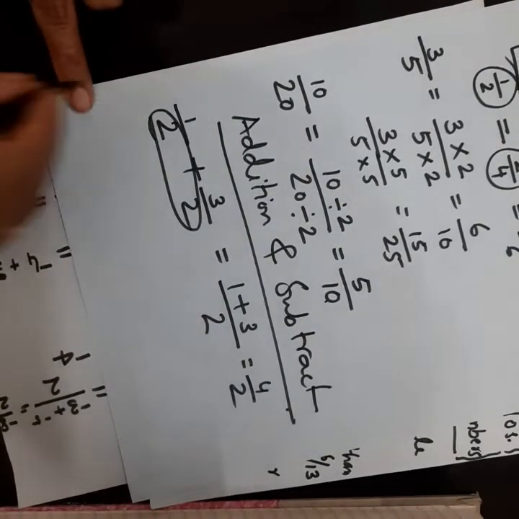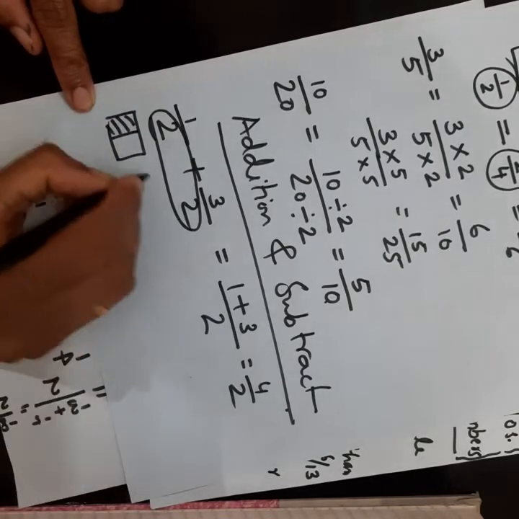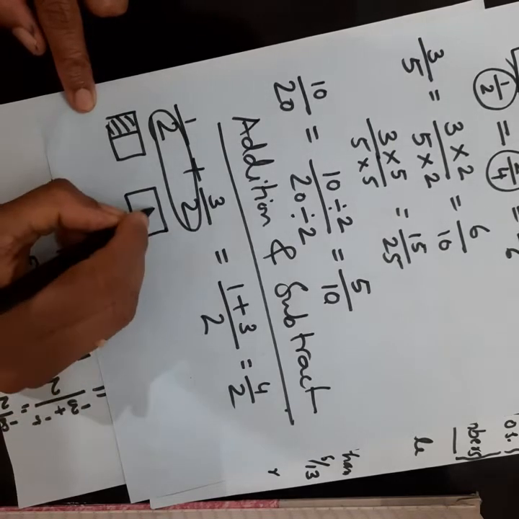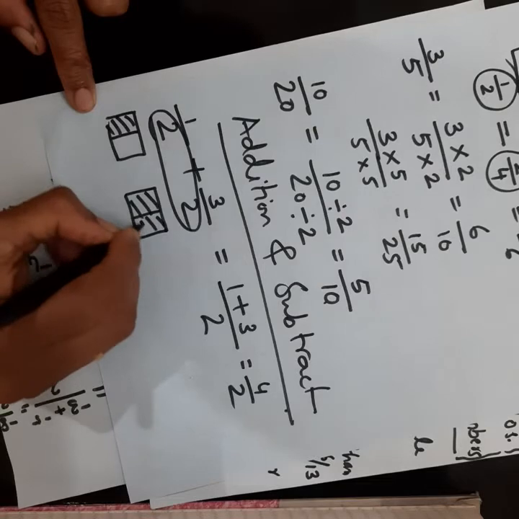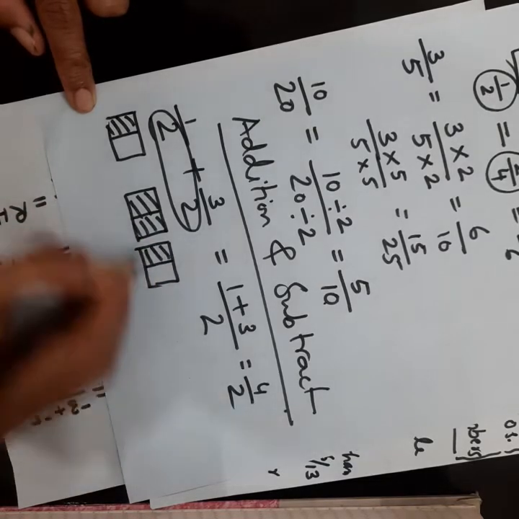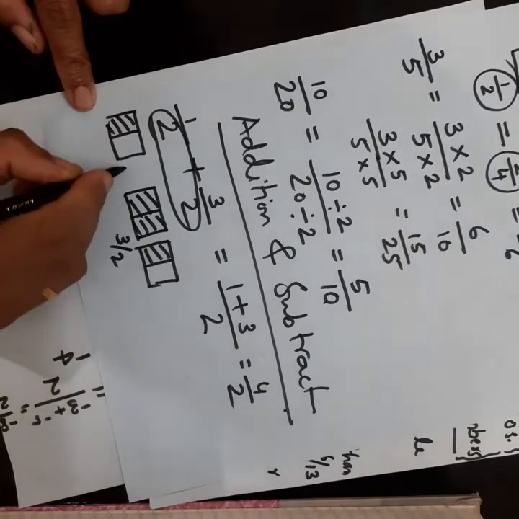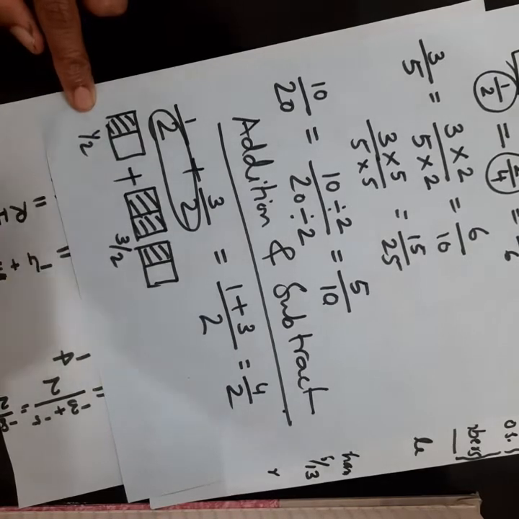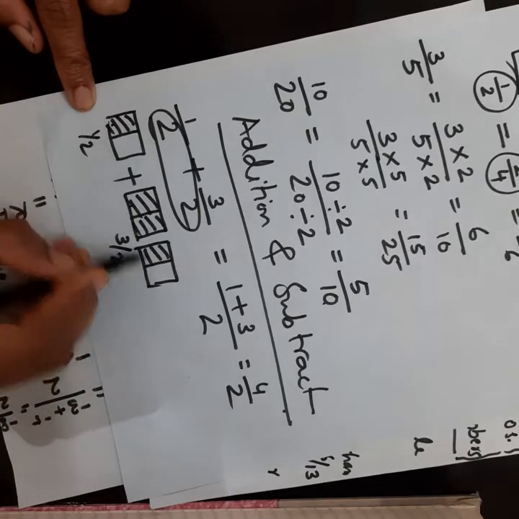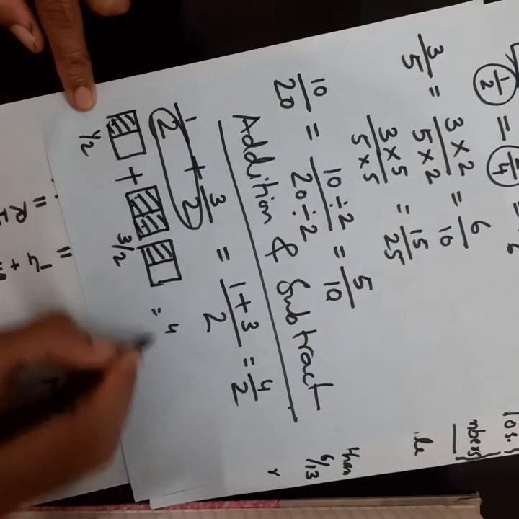Why is it so? Because this is 1 by 2. What is 3 by 2? This is 3 by 2. Okay. So what is the total? When we add, this is 1 by 2, this is 3 by 2. When we add this, we are having 1, 2, all of the same size, 1, 2, 3, 4. So that is why we are having 4 by 2.